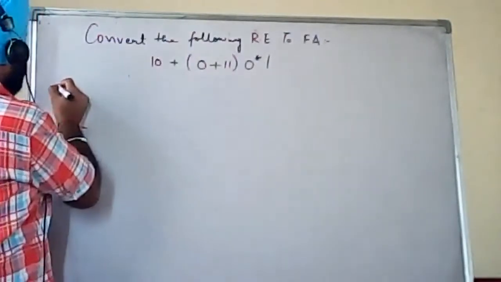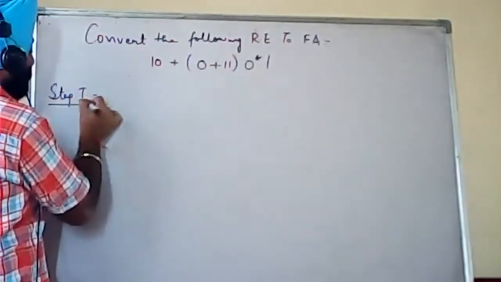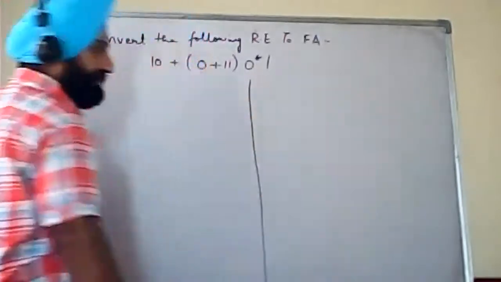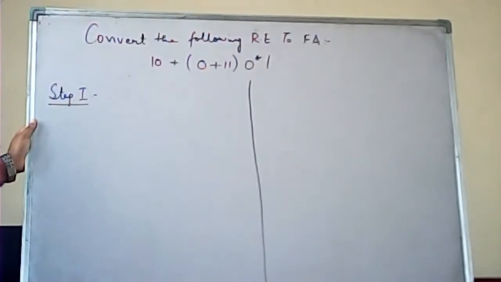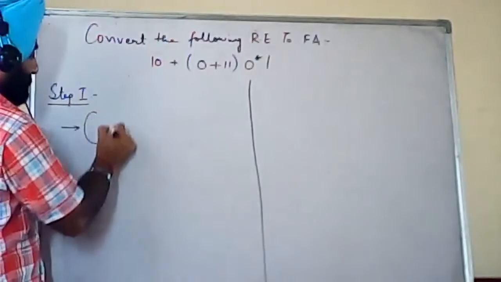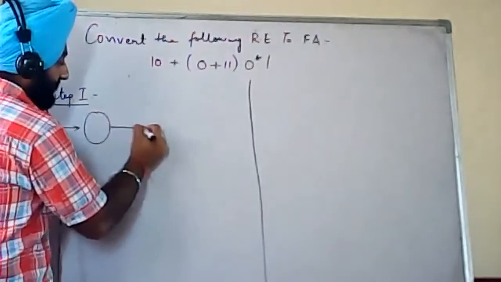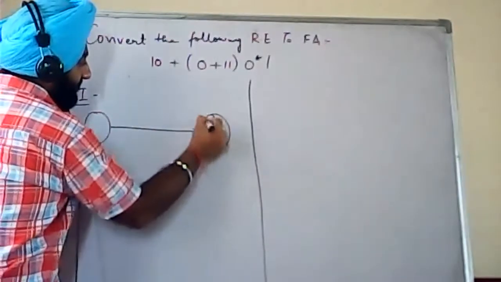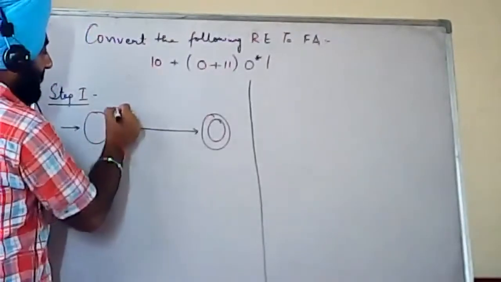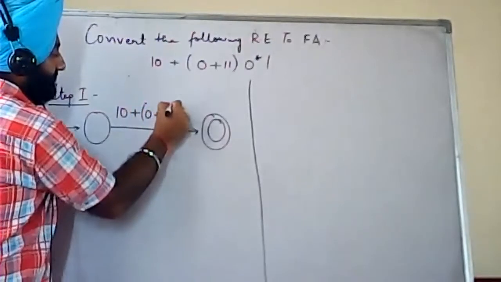So step number 1. Step number 1 says that you will have to represent the entire regular expression with the help of two states only, right? So step 1 is you have to introduce an initial state and one final state, and under these two states represent your entire regular expression like this.